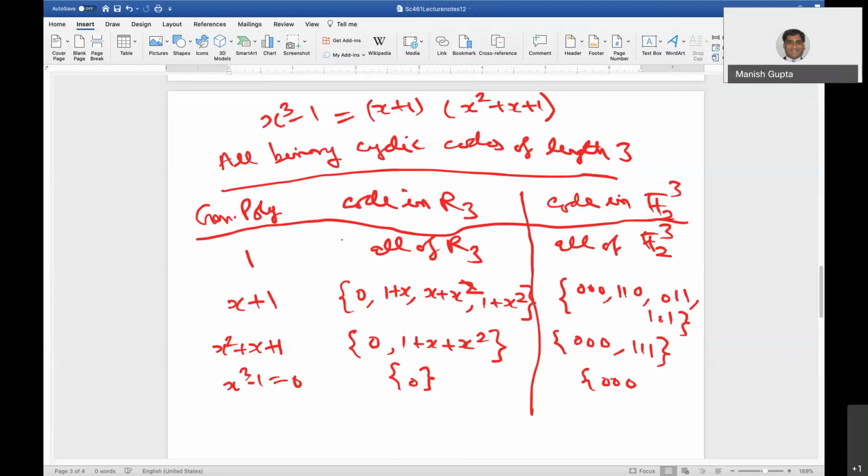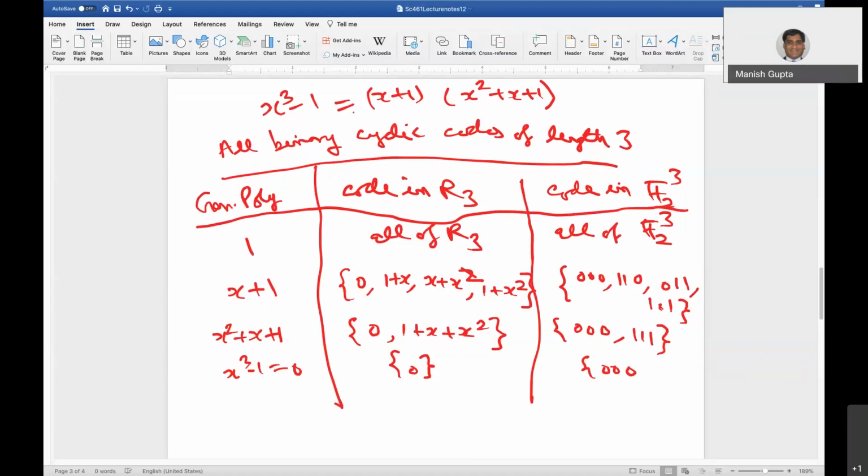And how can we get it? Because we can factorize. As you can see, 1 is a factor of x cube minus 1, right? x cube minus 1 is also a factor of itself, right? Then these are two trivial factors. Then we have x plus 1 as a factor, and x square plus x plus 1 is a factor. So the possible factors of x cube minus 1 are 4, right? 1, x plus 1, x square plus x plus 1, and the product of them, which is x cube minus 1 whole. So we get 4 cyclic codes. So we know in terms of vector space how they look, in terms of the polynomial ring R3 how they look, and in terms of the generator polynomial how they look, right?